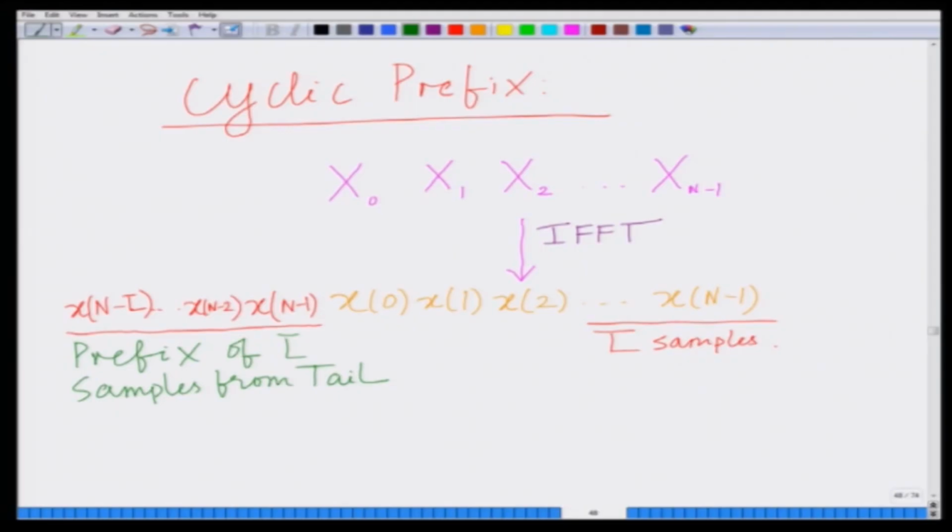transmitted OFDM samples. So, the total number of samples that I will transmit is n plus L bar, that is, the total length of the block has now become n plus L bar. I am adding a prefix of L bar samples from the tail of the OFDM block in the beginning of the OFDM block. So, I am cycling samples from the end of the OFDM block towards the beginning of the OFDM block to add a prefix. Hence, this is known as a cyclic prefix. Let me again clarify this important idea once. I am taking L bar samples from the end or from the tail of the OFDM block.